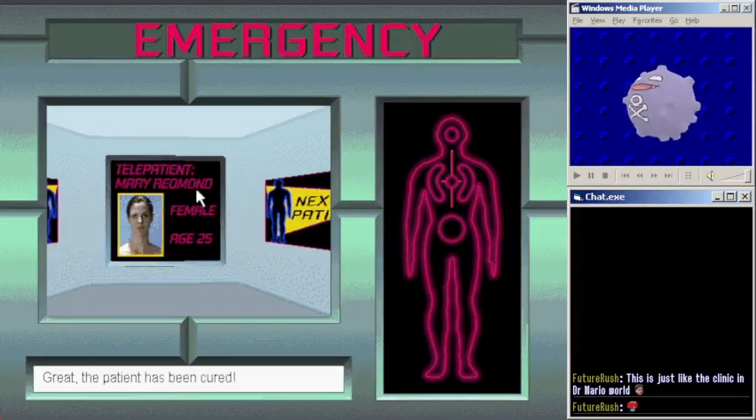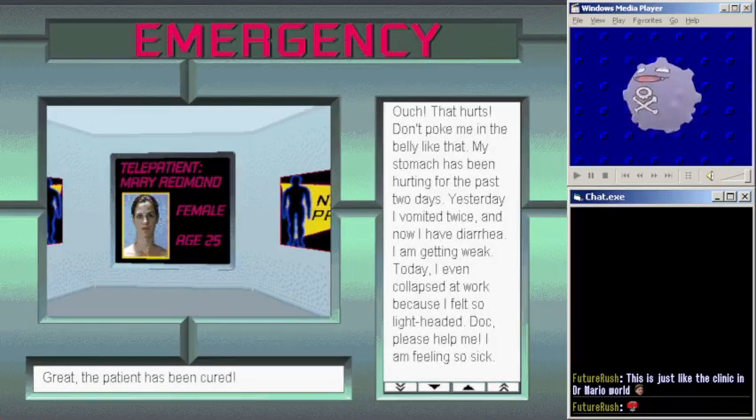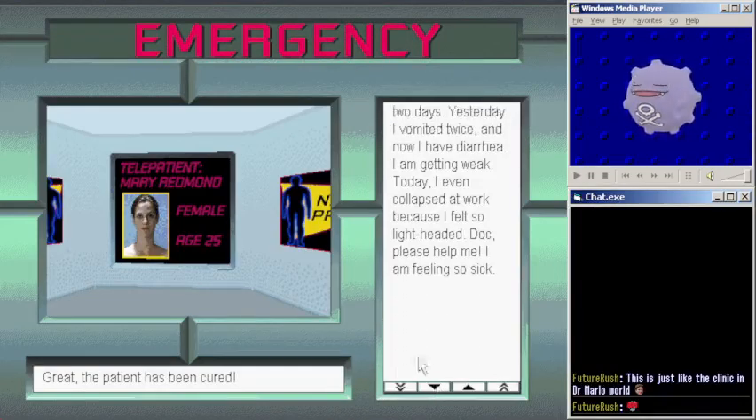Mary Redmond, female, age 25. Ouch! That hurts! Don't poke me in the belly like that. My stomach has been hurting for the past 2 days. Yesterday I vomited twice, and now I have diarrhea. I'm getting weak. Today I even collapsed at work because I felt so lightheaded. Doc, please help me. I am feeling so sick.